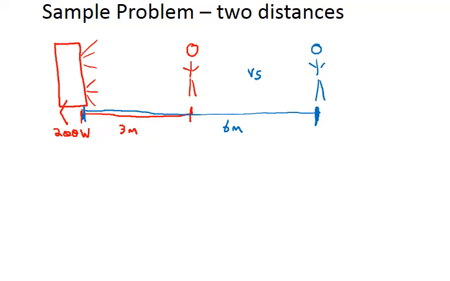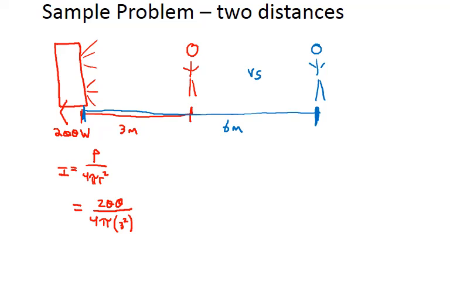So let's take a look at this example here. Let's compare what the intensity sounds like at 3 meters versus 6 meters. So if you're 3 meters away versus if you're 6 meters away, we have a 200 watt speaker. What I'm going to have you do is calculate the intensity at 3 meters, calculate the intensity at 6 meters, and then compare the two. How does one compare to the other? So go ahead and pause the clip and calculate those and compare them. And then when you're ready to check, you can hit play to continue.